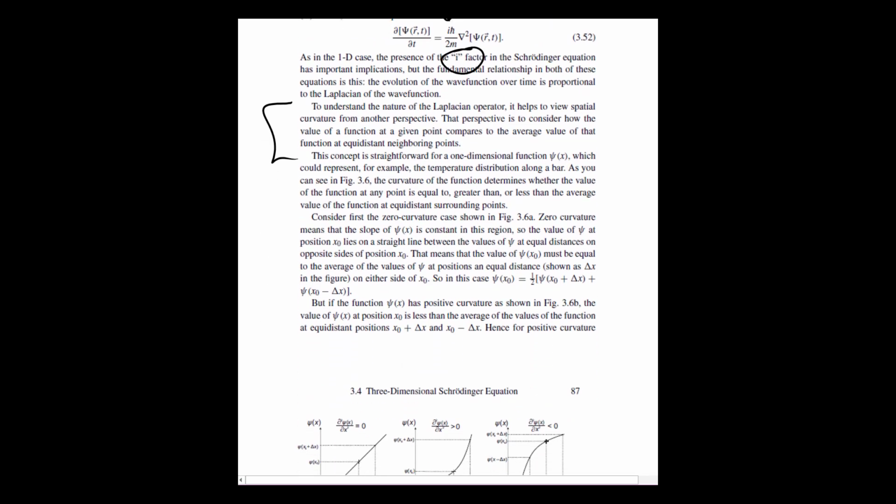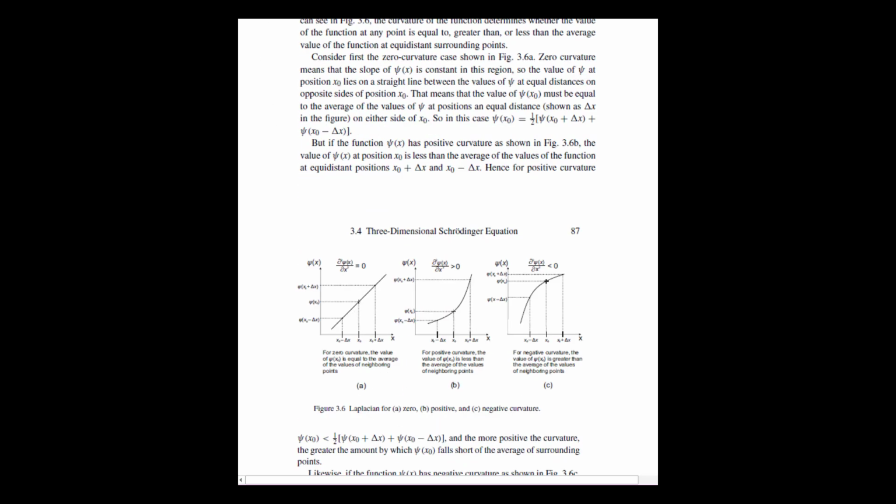And I do that in the rest of this section in two different ways. One is by looking at it as an operator that compares the value of a function at a point to the value at the surrounding points. But also, we're going to look at it as the divergence of the gradient. So we'll get into that in a minute. But first, comparing it to the average. How do we do that?